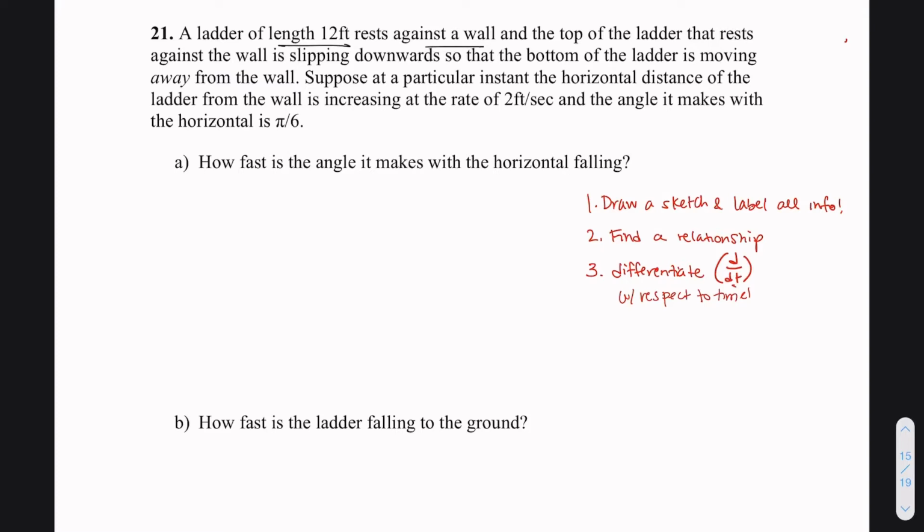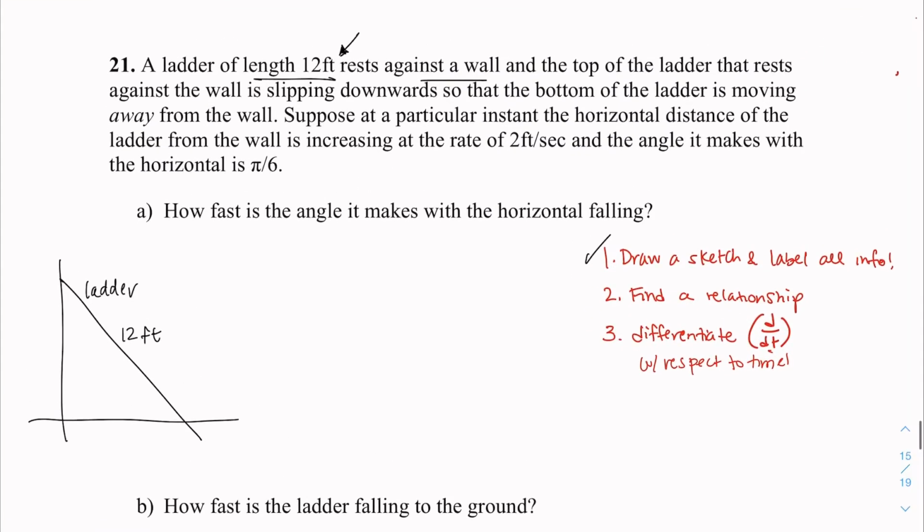So step one on related rates problems, we'll always draw a sketch. Let's do that right now. Here's our wall. There's the ground. This is my ladder. The ladder has a length of 12 feet, and that's never going to change. So keep in mind, when we're talking about the ladder's length, that's just a constant. It's not changing as the ladder falls. Now we like constants because the derivative of a constant is always 0, so it makes our math a little easier.